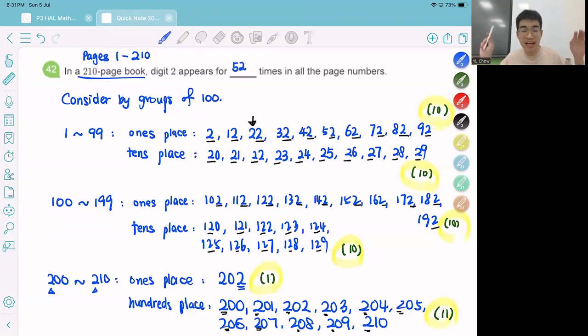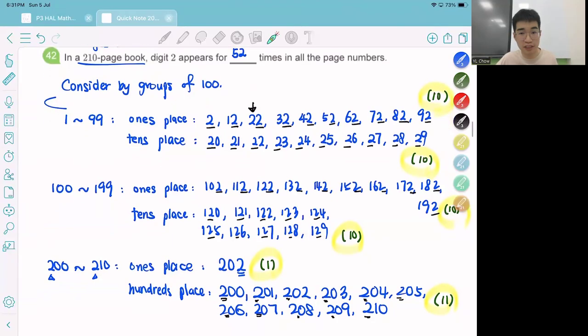So there are actually some patterns here. If you're interested, I would share more in a later video or a later live stream. But in the meantime, just consider groups of 100 overall, and within each group, consider the ones place, tens place, and hundreds place. Will 2 appear in each of the place values? All right, so that is the problem, question 42.